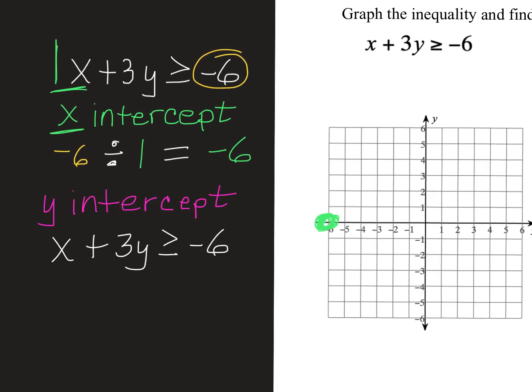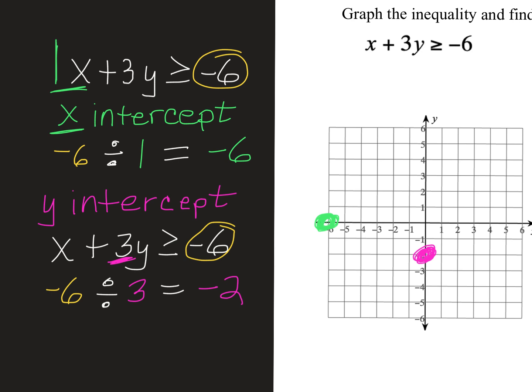To find the y-intercept, we're going to take that same -6, but instead of dividing it by the number in front of the x, because we're finding the y-intercept, we're going to divide it by the coefficient in front of the y, and that gives me -2. So on the y-axis, I'm going to put a coordinate right here at -2.